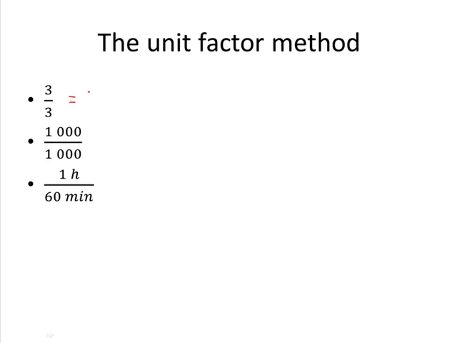What is 3 divided by 3? Obviously 1. 1,000 divided by 1,000? Also 1. What about 1 hour divided by 60 minutes? Can you see that that's also 1? Why? Because 3 is the same thing as 3. 1,000 is the same thing as 1,000. Whenever you divide something by itself, the answer is 1.